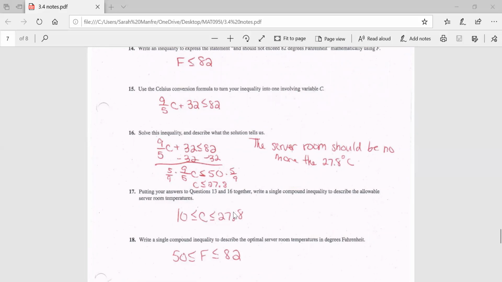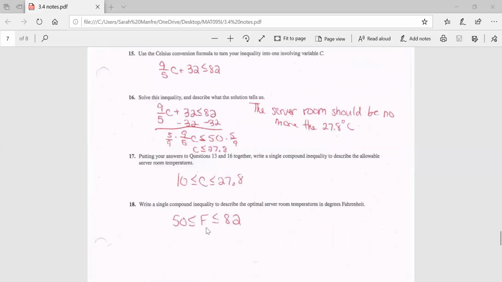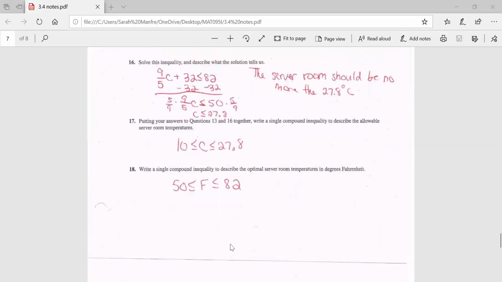So we're taking the two answers that we got from question 13 and 16 and putting them into one compound statement. Then question 18 is another compound statement, but for my Fahrenheit temperatures, 50 and 82. Again, this reads Fahrenheit temperature needs to be between 50, including 50, and less than or equal to 82. So it has to be greater than or equal to 50 and less than or equal to 82. That's how you can write two inequality statements as one single compound inequality.